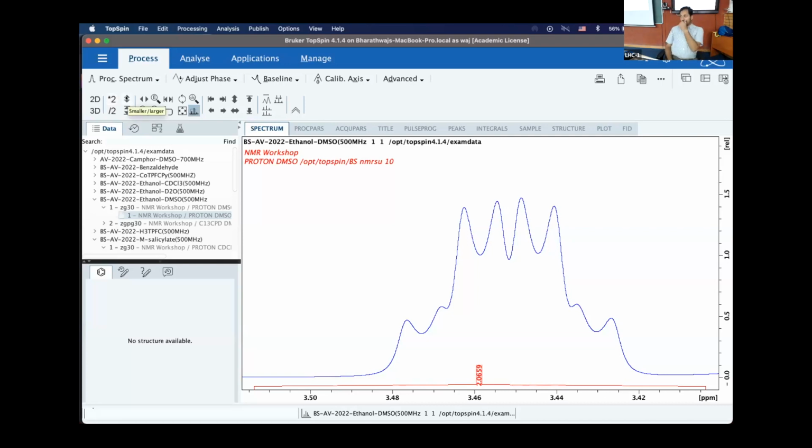What is the structure of ethanol? CH3, CH2OH. Why does a quartet come? Because there's a methyl group. So if it further splits into a doublet, why should the doublet be split?